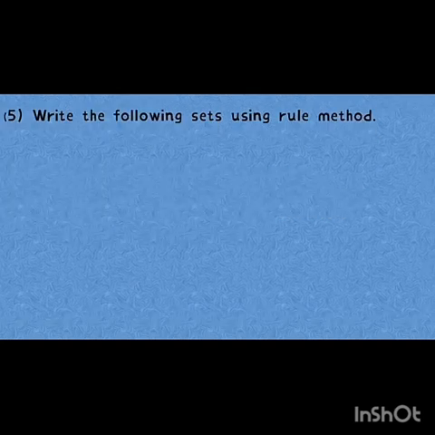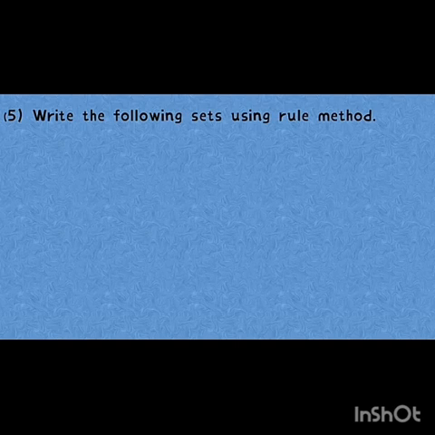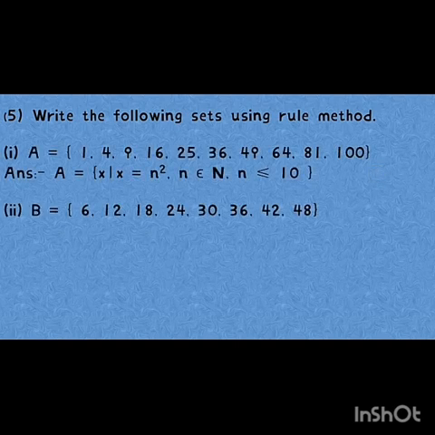Question number 5 is, write the following set using rule method. Here question 1 is, A is equal to, in curly bracket, 1, 4, 9, 16, 25, 36, 49, 64, 81, 100, curly bracket completed. We have to see the pattern of these numbers. This is square of the number, so answer will be, A is the set of all x such that x is small n square and small n belongs to capital N. Capital N means natural number and small n is less than or equal to 10. Like this we will write.